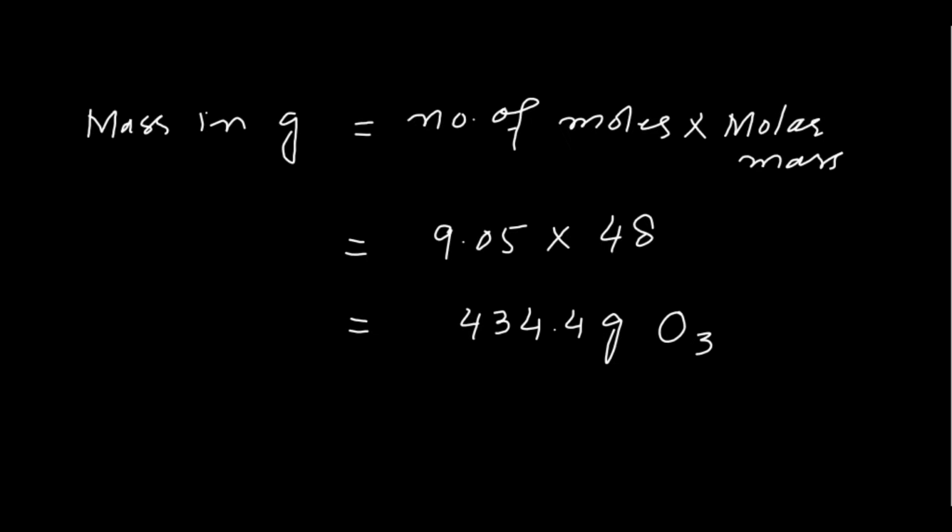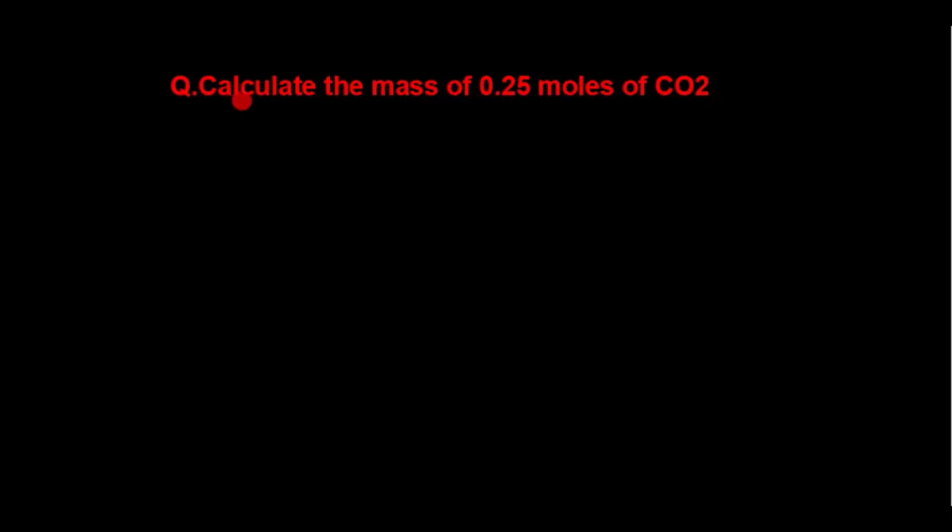I hope this question is clear to you. Now we will see the next question. Question is, calculate the mass of 0.25 moles of carbon dioxide. Here we are given 0.25 moles of carbon dioxide and we are asked to convert these moles into mass in gram. First of all, we will write the data for this question and with the help of formula we will calculate mass in gram.